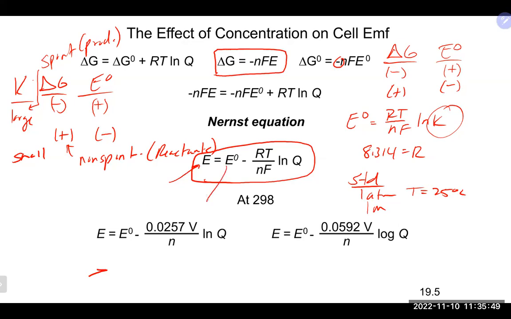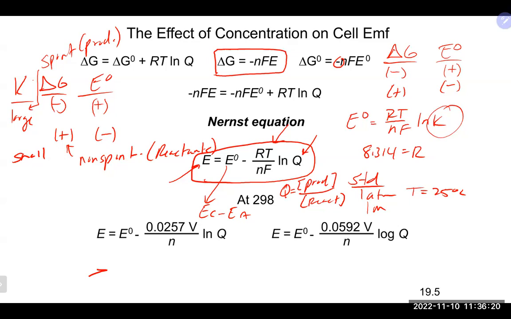Our E naught here would be our cathode minus our anode. The rest of these are the normal things: our 8.314, our temperature in Kelvin, and our Faraday's constant, which is 96,500. And our Q here, remember, is our reaction quotient, which is our products divided by reactants, taking our coefficients into account when we do that.